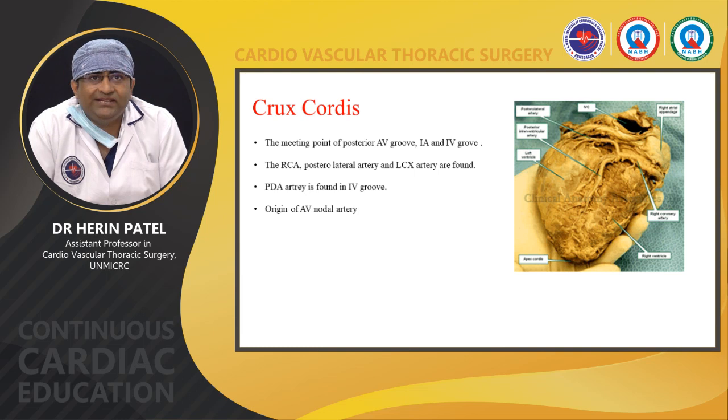Crux cordis is a Latin word which translates into the cross of the heart. In the figure you can see the crux cordis is the meeting point of the posterior atrioventricular groove, interatrial groove and interventricular groove. The right coronary artery, the circumflex artery and the posterior descending artery meet at this point. The PDA, posterior descending artery, again arises from this area, and the dominance of the heart is decided upon the origin of the PDA in this area.